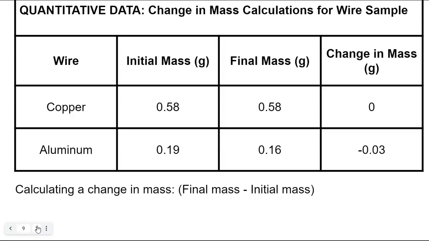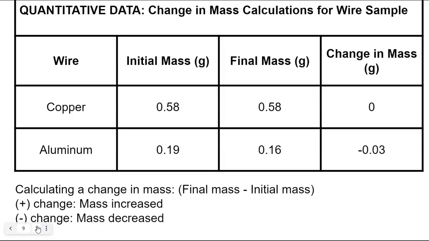It's important to understand that when calculating your change in mass, you're looking at the final mass minus the initial mass. And that's important because if you get a positive answer, a positive change, that would mean your mass increased. And if you got a negative change, that's going to mean your mass decreased. And I'd like to think that if you got a 0, you'd understand that there was no change.